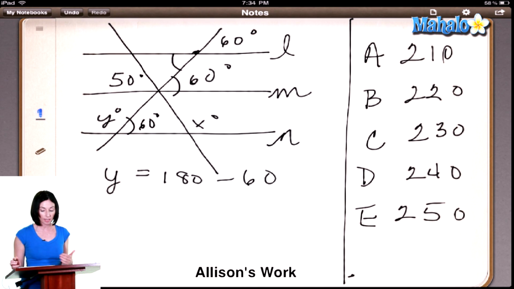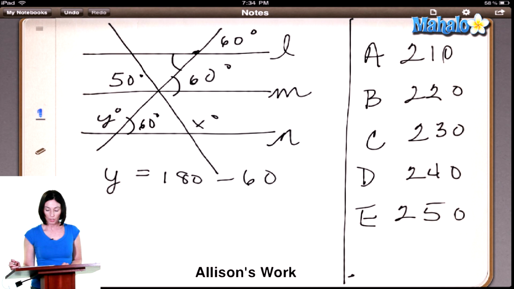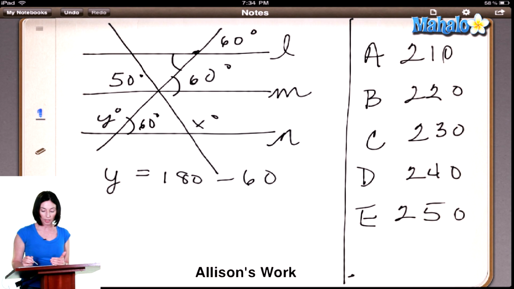Okay, now let's do the same thing for x. We've got that 50-degree angle that's made with that transversal and line M. So now go down to the angle right below it that's made with the same transversal and line N. That angle is going to be what? 50 as well. Yeah, so that one's going to be 50 degrees. So then what do we know about x? X is 180 minus 50.